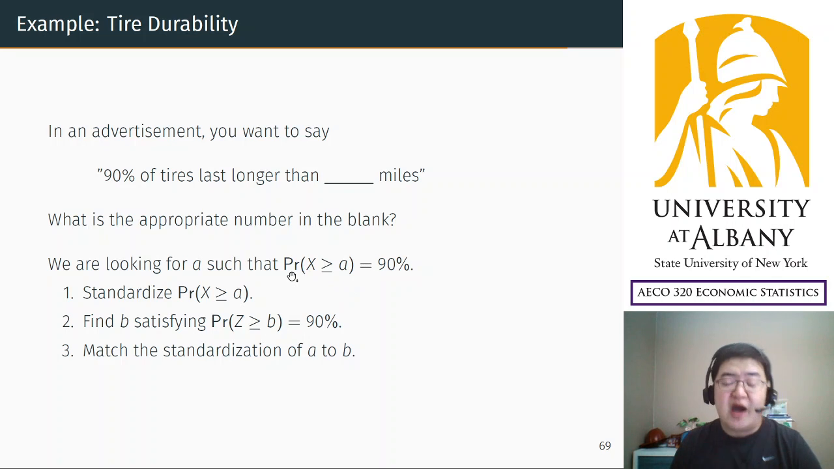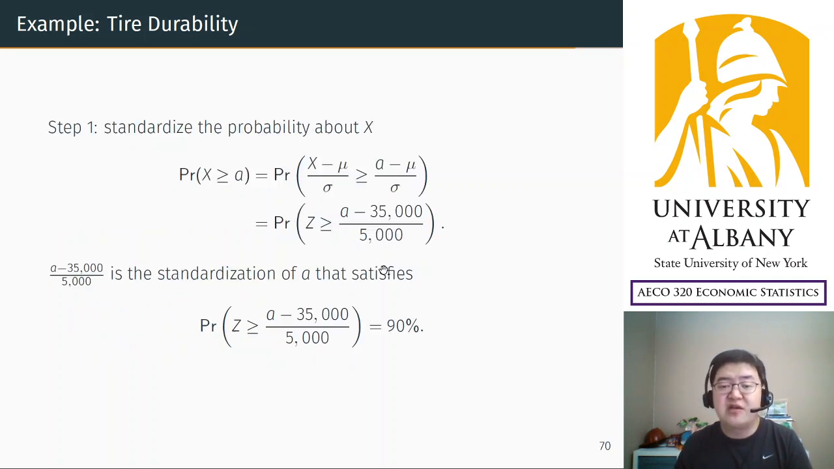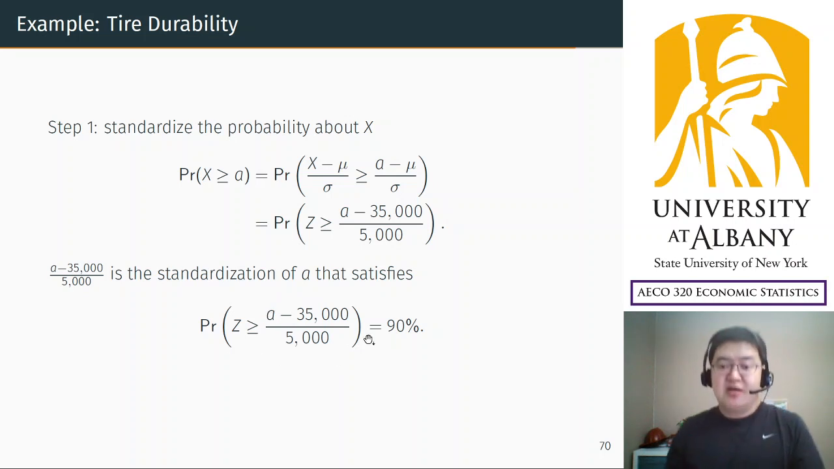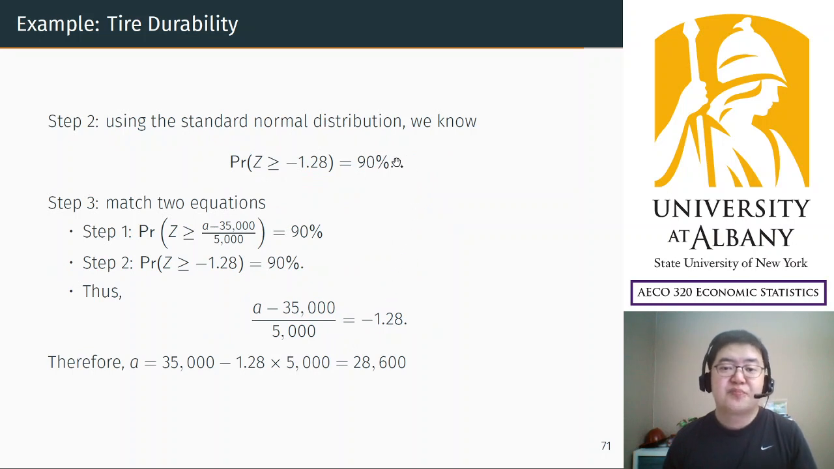The standardization process does not change the probability itself. So after the standardization, the probability must be 90% as before. So the probability X greater than A equals the probability Z greater than this standardization of A, which by assumption in the question equals 90%. So this is step 1. And step 2, just find the value that enters here.